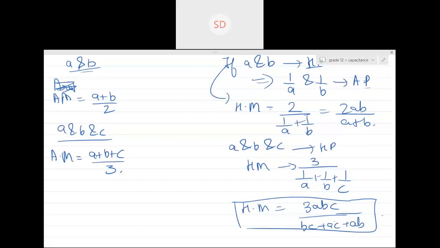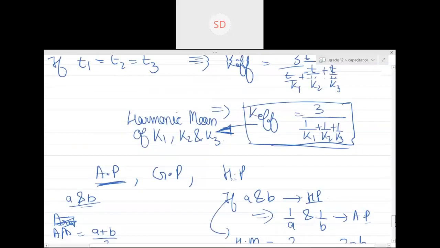There are two physical quantities which are in HP when their reciprocals are in AP. For example, 1, 3 and 5. Are they in arithmetic progression or geometric progression? They are in AP. So 1, 1 by 3 and 1 by 5 are in harmonic progression. Understood now? So this is how you deal with HP, or harmonic progression.